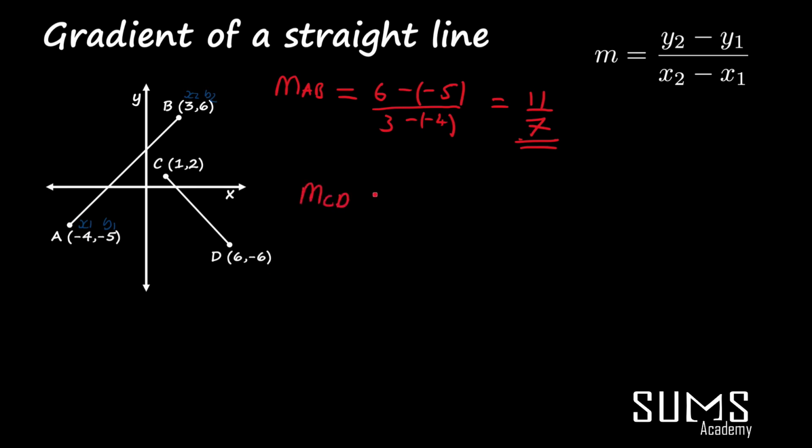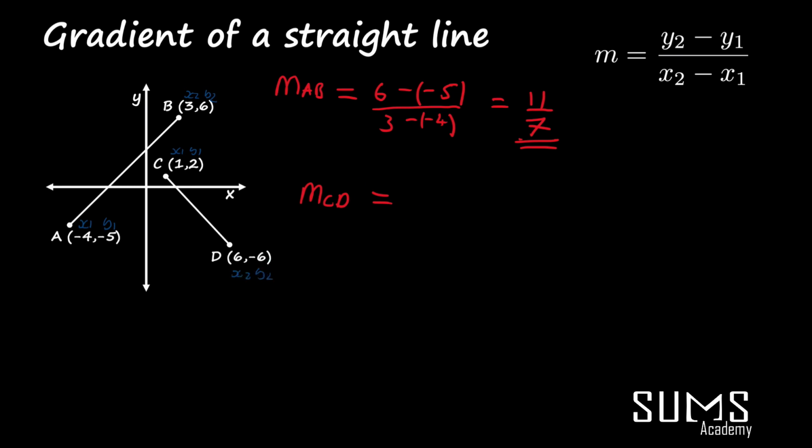MCD. Now, just to clarify, this is something I used to struggle to get my head around. How do you know which point is x1 and which point is x2? Well, because we're looking at how the gradient changes as you go along the x direction, the x1 is always going to be the coordinate with the smallest x value. So in this example, x1 is going to be at C, x1, y1, and x2 is going to be at D, x2, y2.